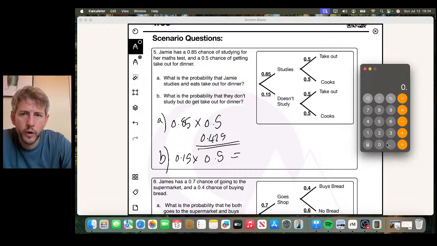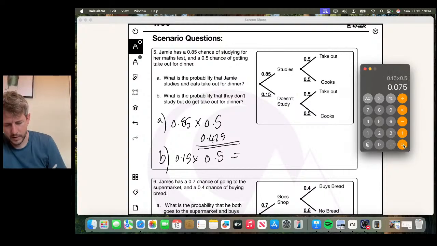We've got 0.15 times, I guess that's 0.075. Okay, right.